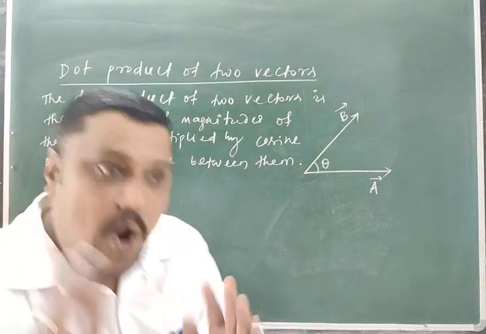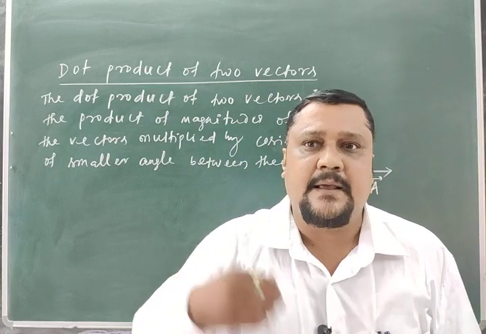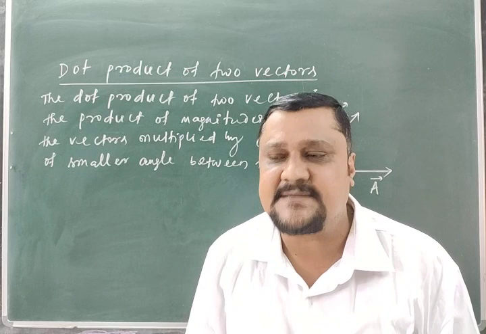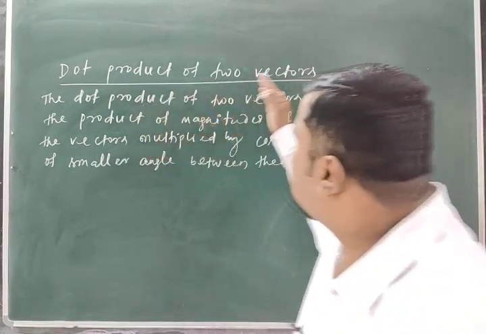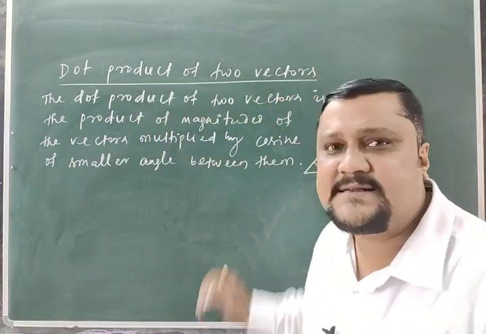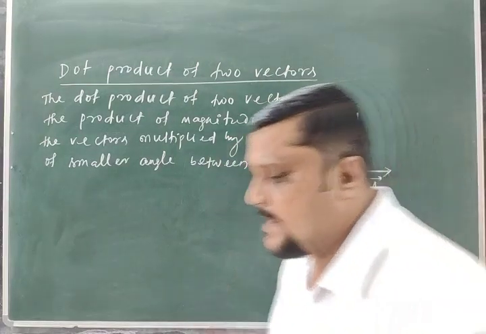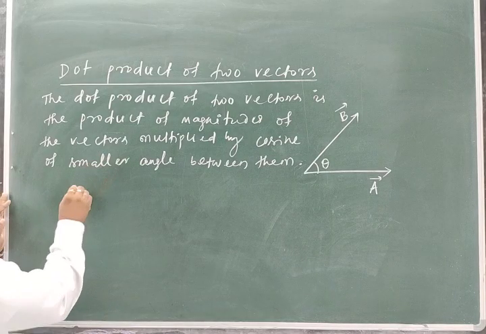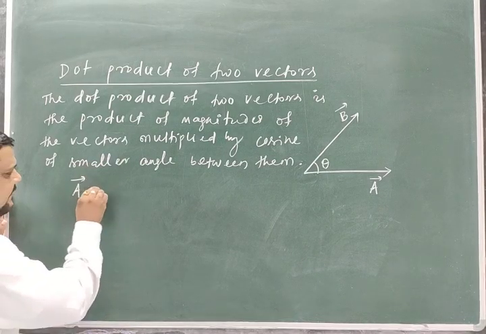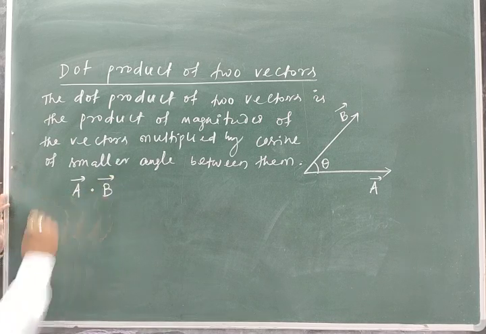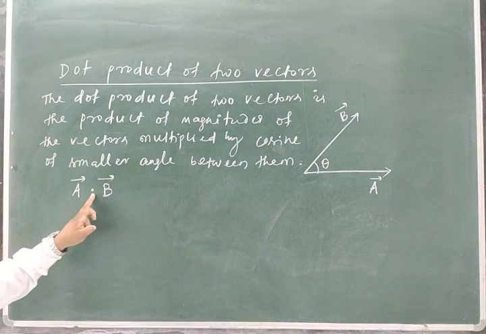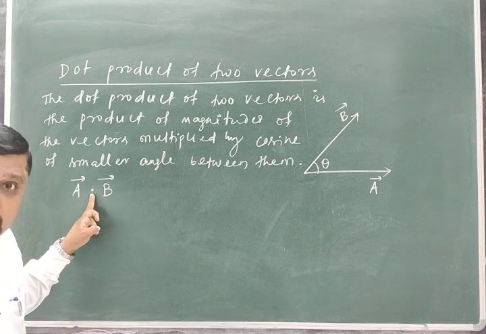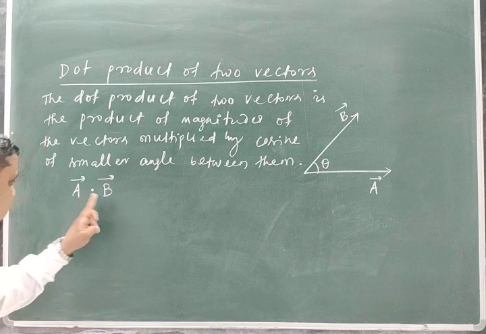And remember, the dot product of two vectors gives us a scalar quantity. That's why the dot product is also called a scalar product. Now, this is the definition. The dot product is written as A dot B with a symbol, and remember, without the symbol it has no meaning. You should put a dot for the dot product and a cross for the cross product. We are discussing the dot product, so we use the dot.